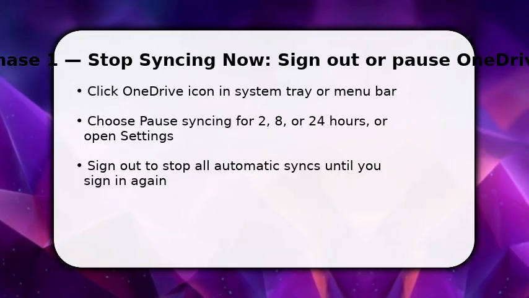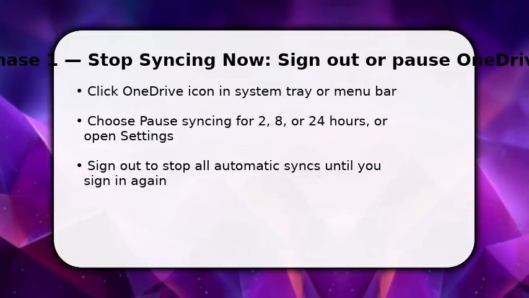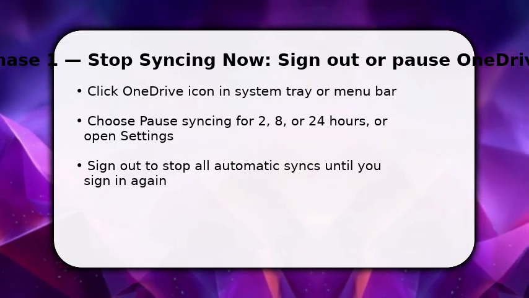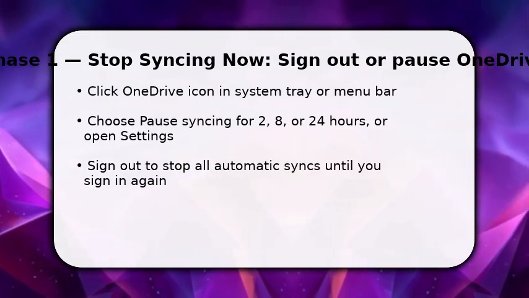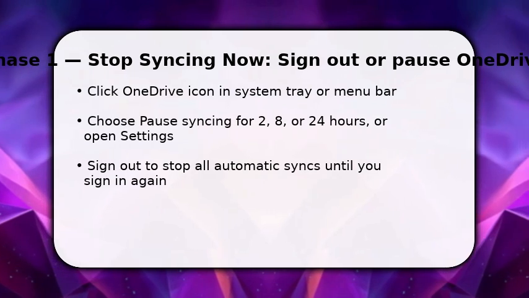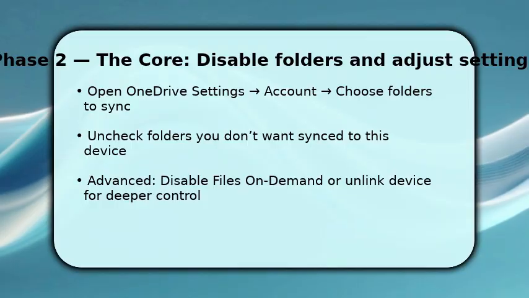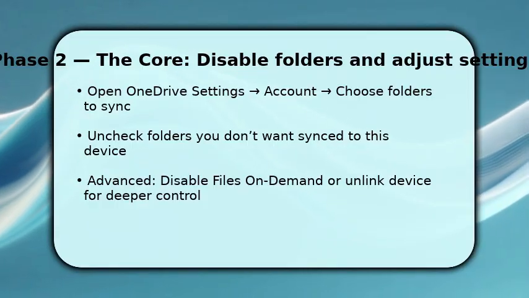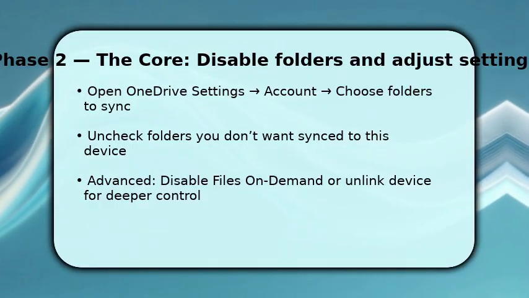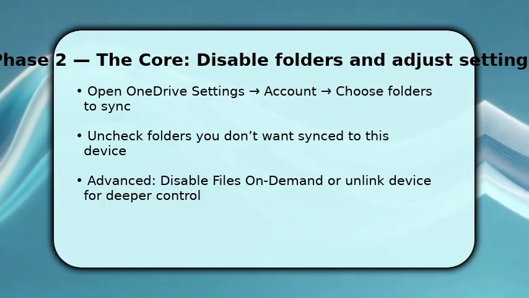Once signed out, make sure files stay local by checking File Explorer or Finder. If you want to resume later, sign back in and re-enable sync selectively. You now control what actually syncs. Open OneDrive settings, go to Account, and click Choose Folders. Uncheck large or sensitive folders to stop them syncing to this device.